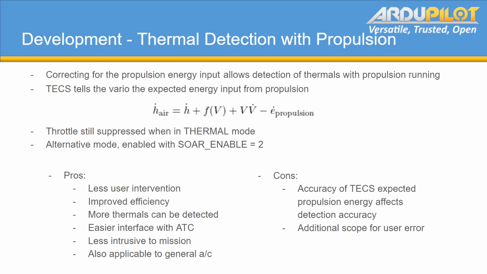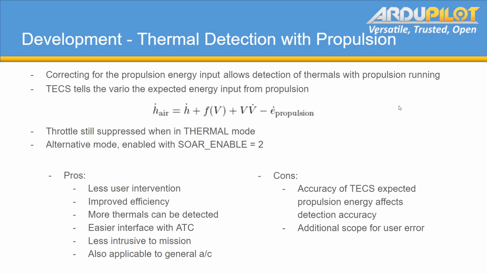If people are out for an FPV joyride, they don't necessarily want to have this fairly intrusive climb glide cycle that comes about through soaring. Maybe they just want to cruise at a constant altitude, but they want to be able to opportunistically take advantage of thermals if they happen to run into one.